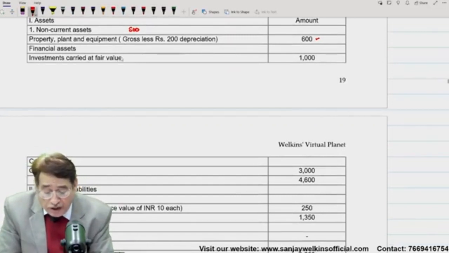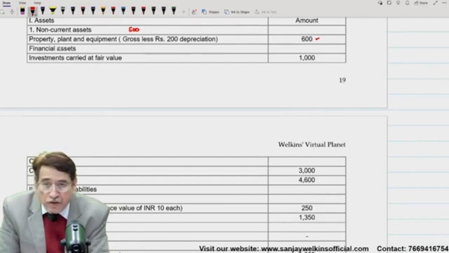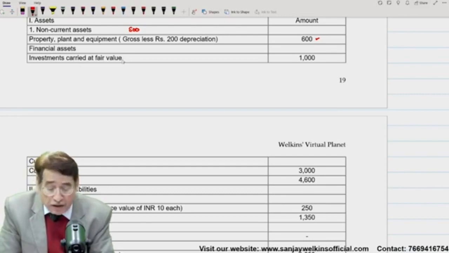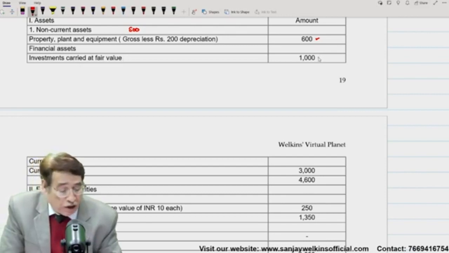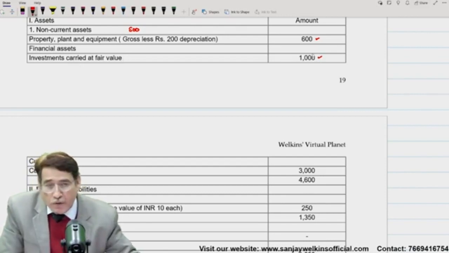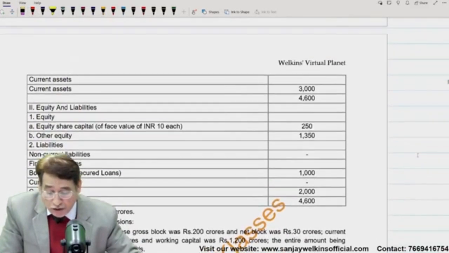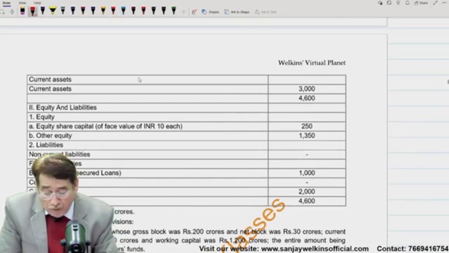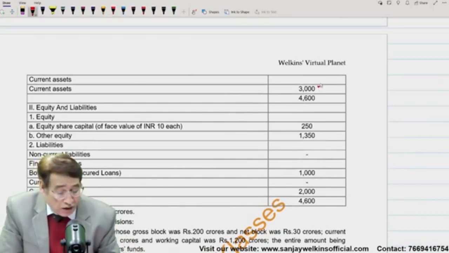Then we are given financial assets. Nowadays there is another category known as financial assets, and under financial assets we write investments, and investments are carried at fair value. That means even though it is written in the books at book value, this is also the fair value at 1000 being reflected. Further, we are given current assets 3000, and the total is 4600.